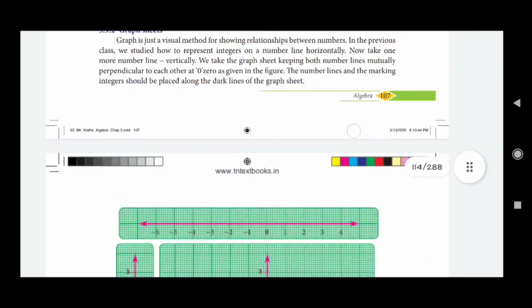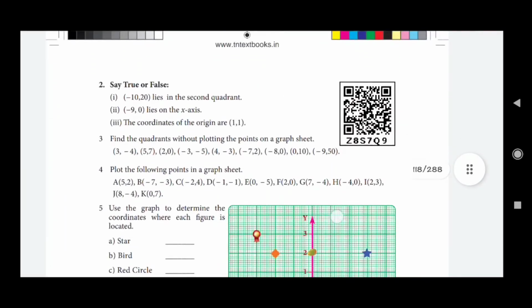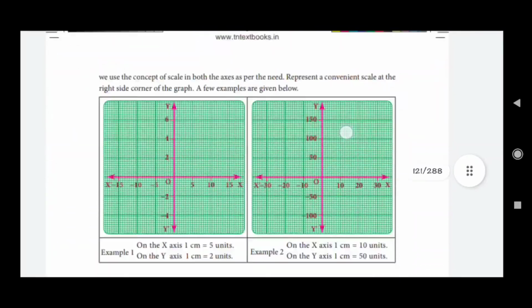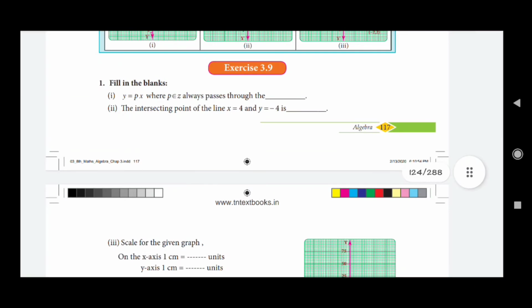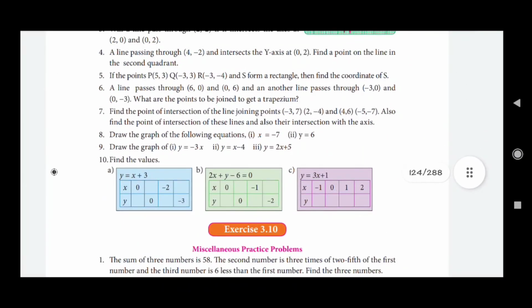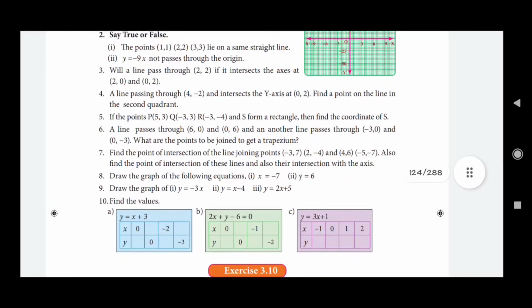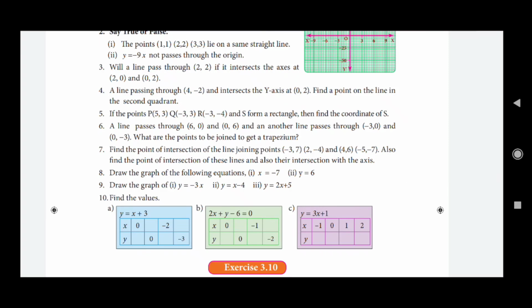Next one is graph. In graph, 3.8 is a simple graph. You are only going to plot the points. But 3.9 is very important. In 3.9 we have 10 sums. No need to solve 3.10. That is a miscellaneous practice problem. So up to 3.9 you have your portion.